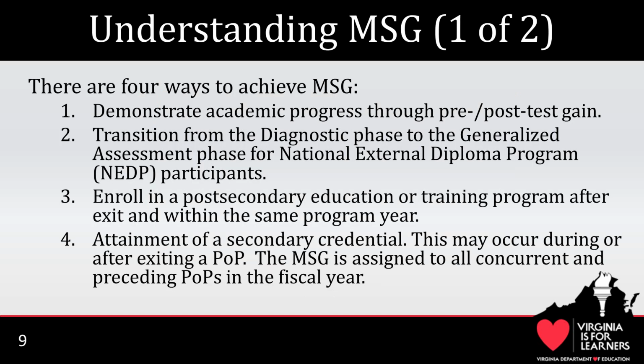In addition to POPs and exit dates, programs should clearly understand what is an MSG to understand performance reporting, and in particular, what is reported on NRS Table 4. An MSG describes a participant's progress towards achieving a credential or gaining employment. For adult education programs, there are 4 ways to achieve an MSG.